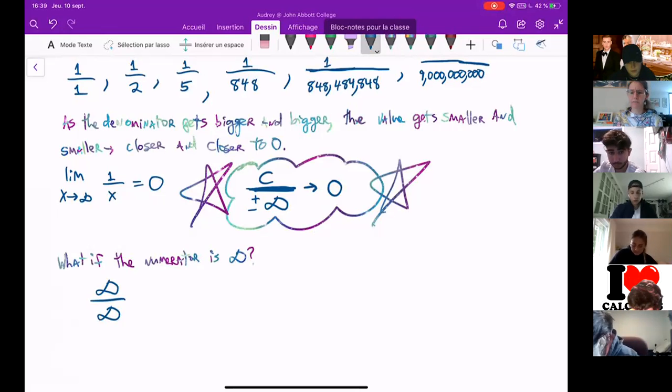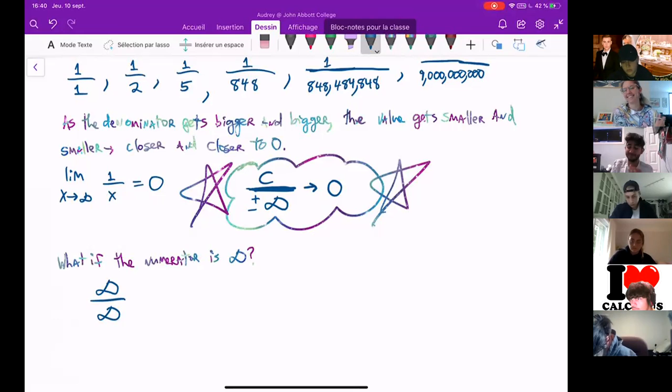So that means I have infinity over infinity. Well, what did we just say division by infinity causes? 0. And if I multiply something by infinity, what do you think I get? 5 times infinity. No, it's infinity. Okay. So division by infinity causes 0. Multiplication by infinity causes infinity.